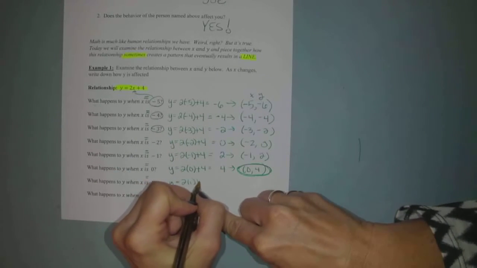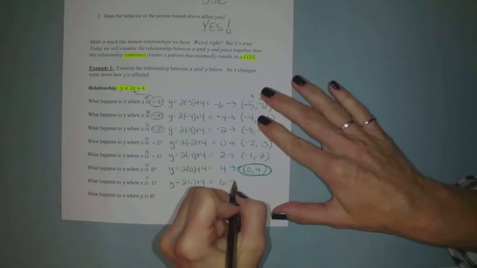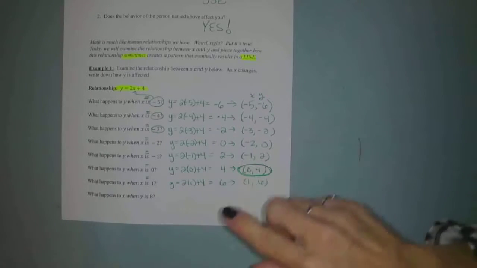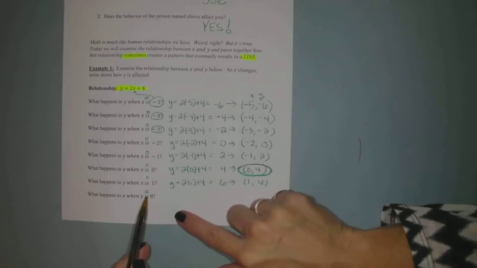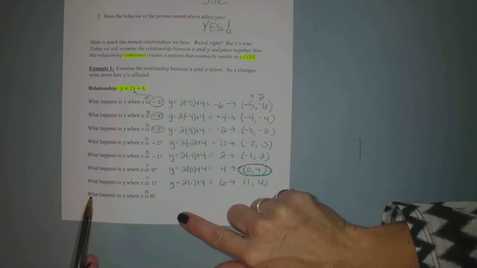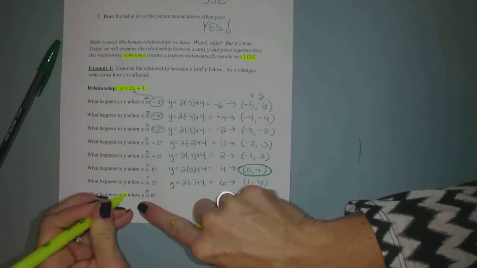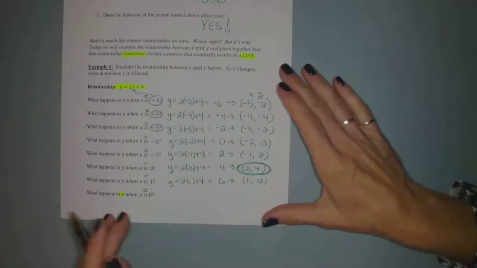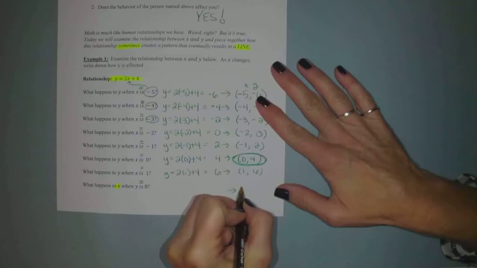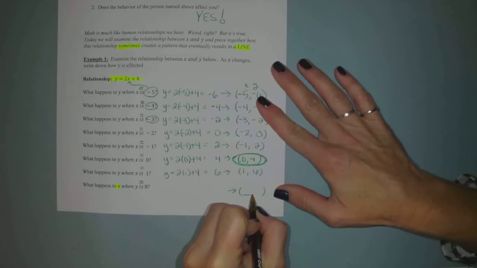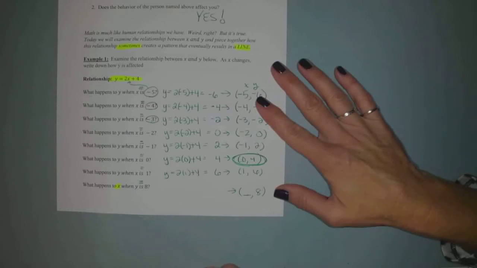Okay, 2 times 1 plus 4, that's going to be 6. So 1, 6. And finally, what happens to x when y is 8? Oh, hold up there. Did you catch that? They tricked me. It says, what happens to x when y is 8? They tried to catch me on not reading carefully, and they almost got me. So what we're really asking here is, what's the effect on x when y is 8?